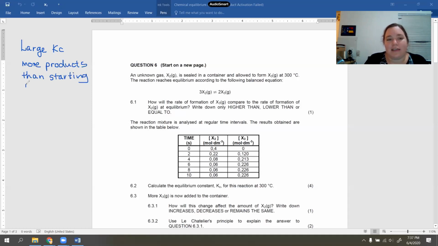You can't say that it tells you that the forward reaction is favored, because if you're in equilibrium, the forward and the reverse reaction are favored. But it can tell you that when that reaction happened, most of the starting material rushed and turned into product. If you have a small value of Kc, then it means that very little product was formed.